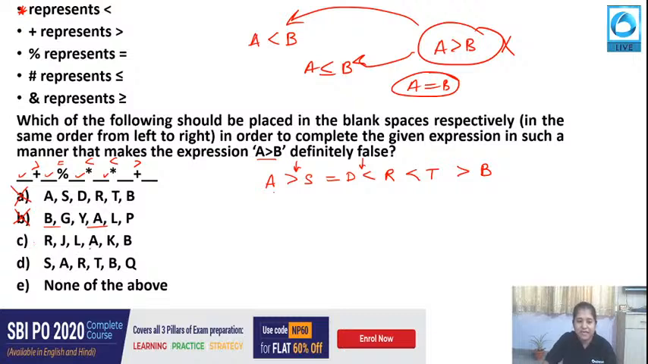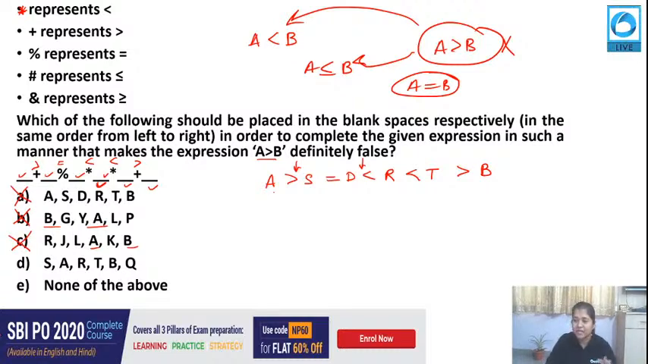Yahan par C dekhte hain, A se B dekhna hai. So, we are talking about the third. Matlab ye wale ki baat kare, this is your A, this is your K and this is your B. Again, you will see that we have a less than sign and a greater than sign. That means again an opposite symbol. So, ye bhi aapka maybe false mein ho jayega, definitely false nahi hoga.